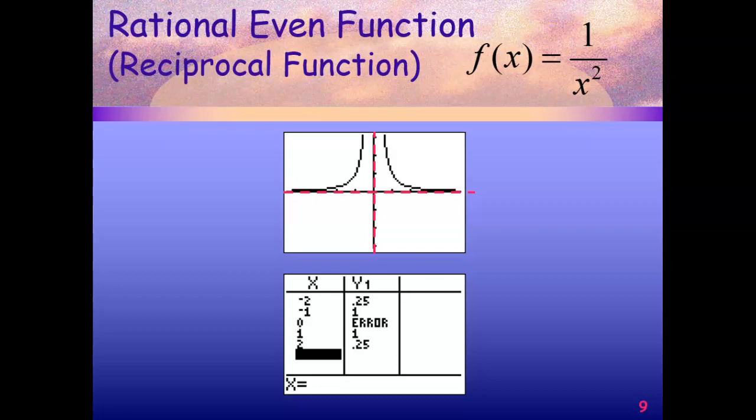So the domain would be from negative infinity to 0, skip over 0 and go out to positive infinity. The range would start at 0 at that horizontal asymptote and be everything above it, but we wouldn't include the horizontal asymptote. And you can see in the table, there's an error where that vertical asymptote was trying to approach 0, and it actually says error in the table.